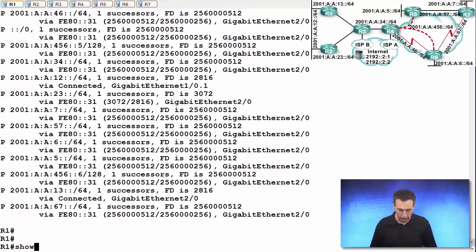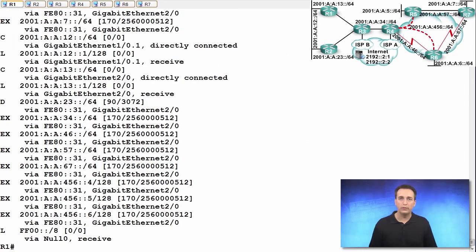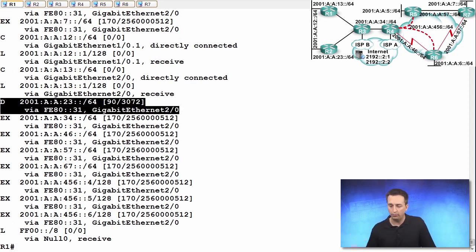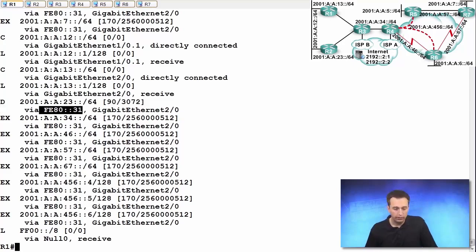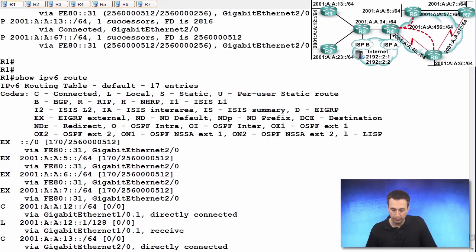The last command we want to look at is show IPv6 route. And this will show us all of the routes, whether they are static routes, local routes, directly connected routes, EIGRP learned routes. And this is the EIGRP route that's inside of our autonomous system. That is the route between R2 and R3. And if you recall from the topology table, it stated that there was one successor, and this is it, via FE80::31. So D is still the code in the routing table for EIGRP, whether it's IPv4 or IPv6.